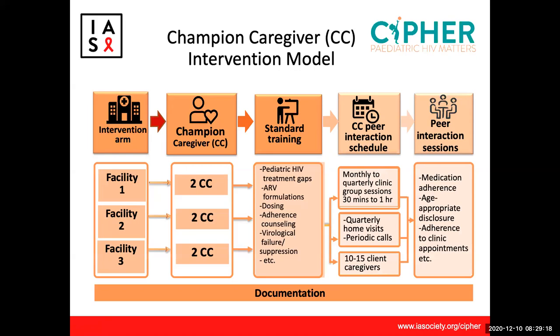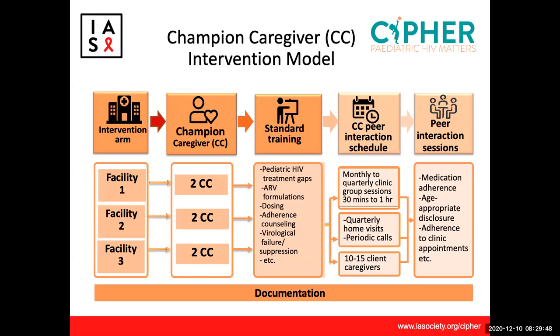Okay, so the intervention arm would consist of three facilities, as earlier mentioned. At each of these facilities, we will recruit two champion caregivers. The champion caregivers recruited will have comprehensive training on pediatric care and treatment to include pediatric HIV treatment gaps and ARV formulations, dosing, adherence counseling, virologic failure and suppression, and a lot more.